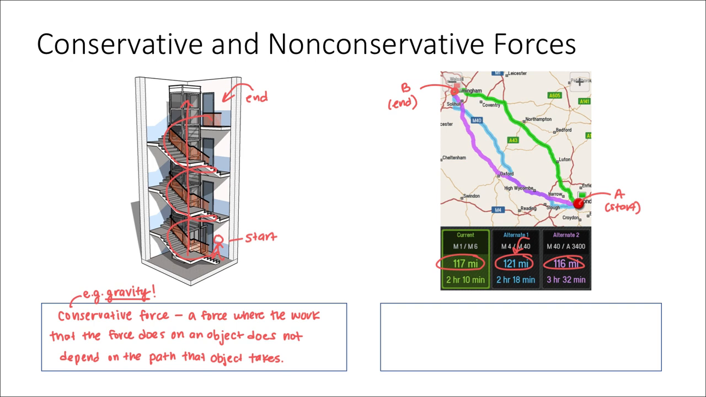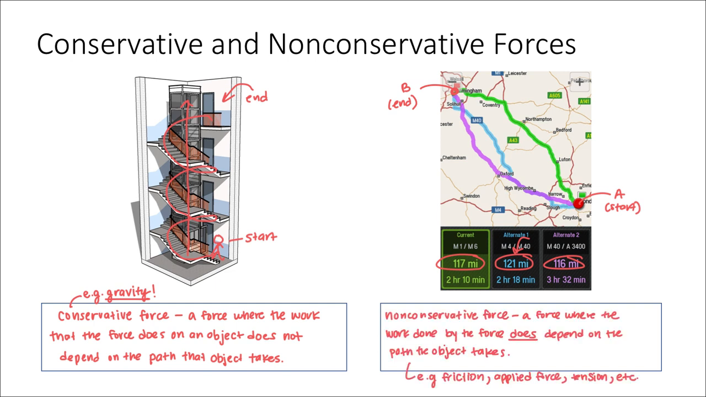And if we consider friction as a non-conservative force, friction does different amounts of work on this object depending on the path that it takes. This is the definition of a non-conservative force. A non-conservative force is any force where the work that that force does depends on the path that that object takes. And this ends up being most of the forces that we've looked at in this class.